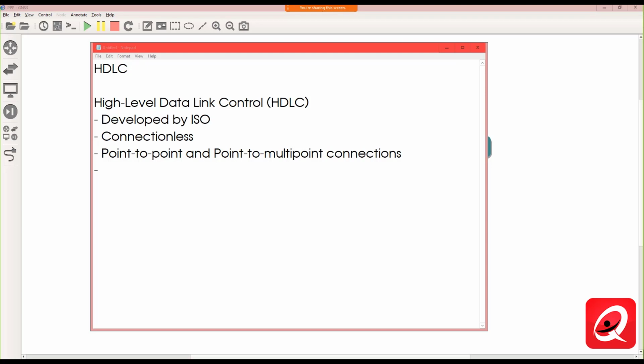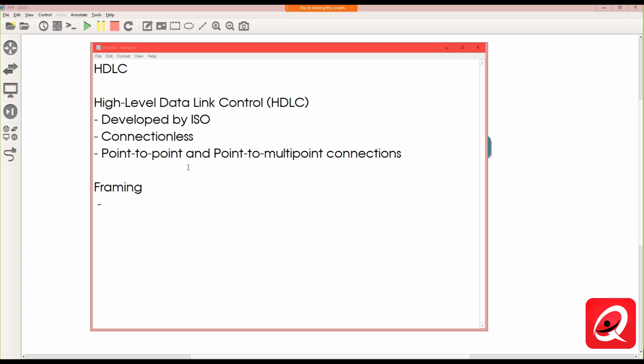It allows other vendors to utilize the protocol themselves with some customization. That's why Cisco's version of HDLC is not necessarily compatible with the standard version of HDLC. So if you're using a Cisco router and you want to communicate with a Juniper router, HDLC is probably not the protocol of choice.